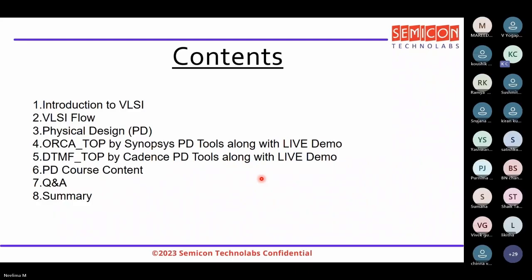Provide any insights if you would like to provide, please don't hesitate. This is a very interactive session, and let's make it a grand success. Okay.